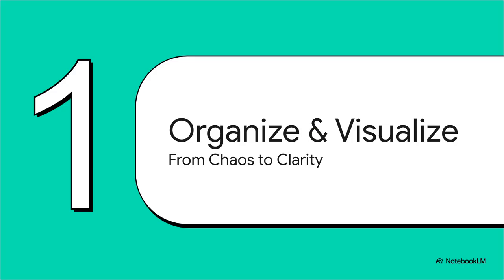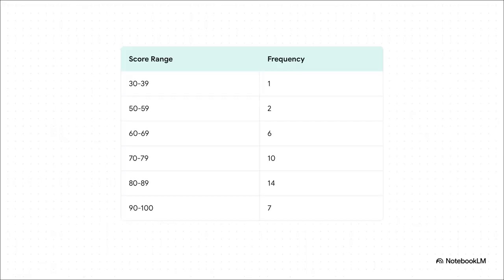Before we can do any fancy analysis, we just have to bring some order to this mess. It's time to turn that jumble of numbers into something we can actually see. So the very first thing we do is make what's called a frequency distribution table. It sounds complicated, but it's not. We just group the scores into logical buckets. Scores in the 30s, the 40s, the 50s, and so on. Then we just count them up. And already you can see a pattern starting to take shape.